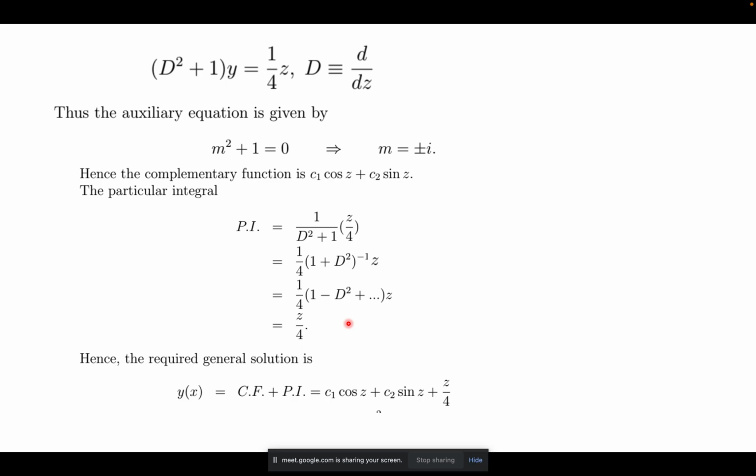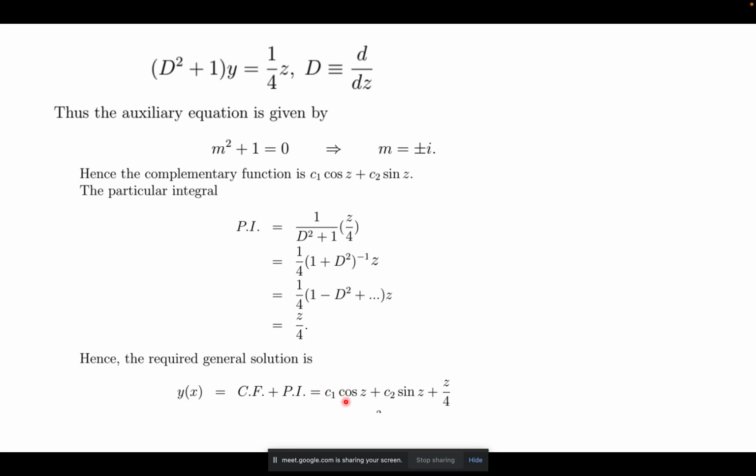So now what you are doing, you have 1 by 4 times z, right? So you will get z by 4, and then you need to take the double derivative of just z. It's just a single function, so the double derivative will be 0. So your particular integral is just given by z by 4, right? Now you have both the complementary function as well as the particular integral. Therefore the general solution can be written as complementary function plus particular integral.